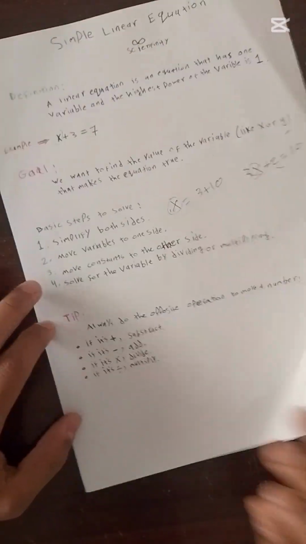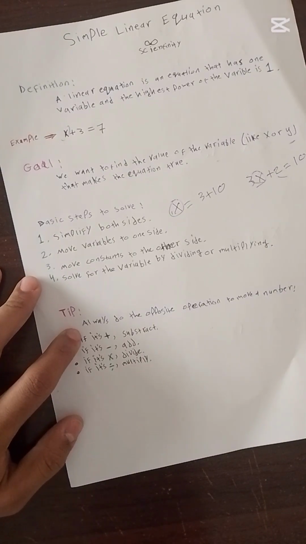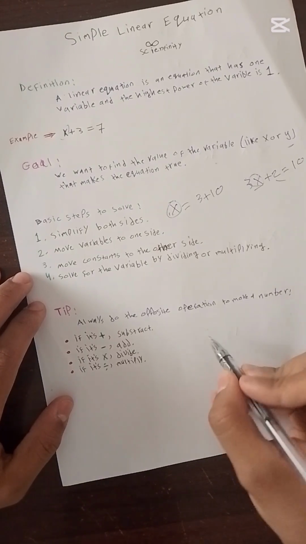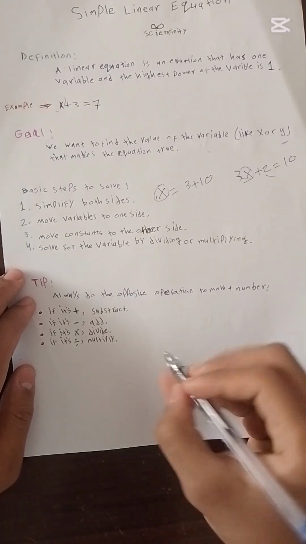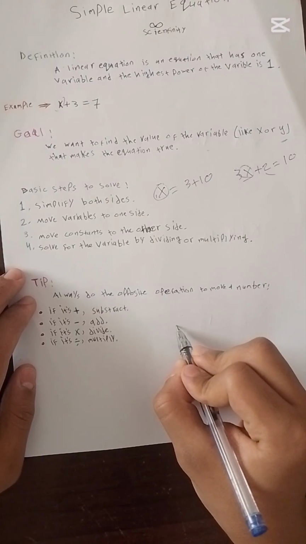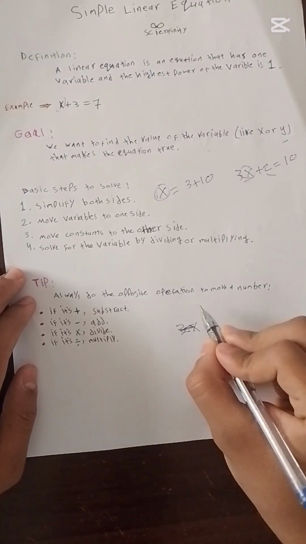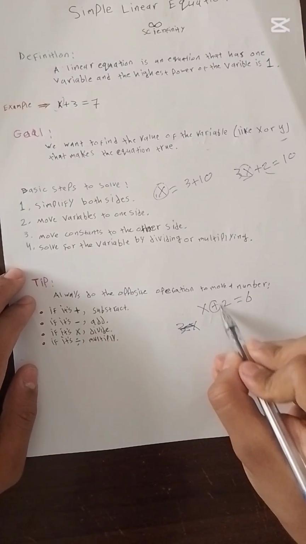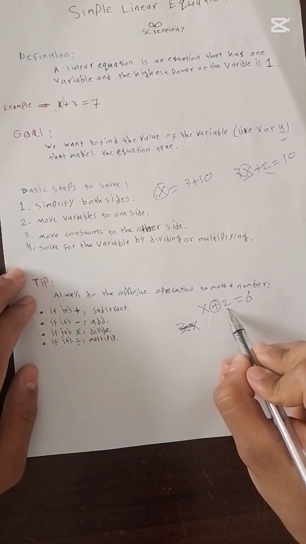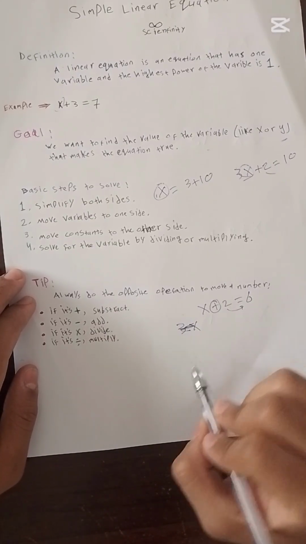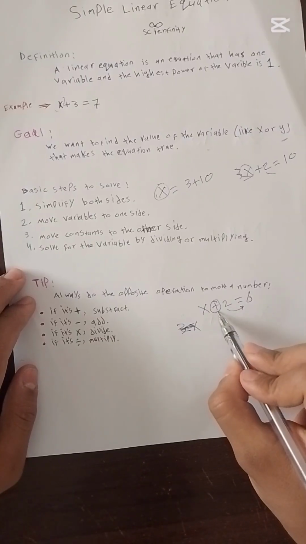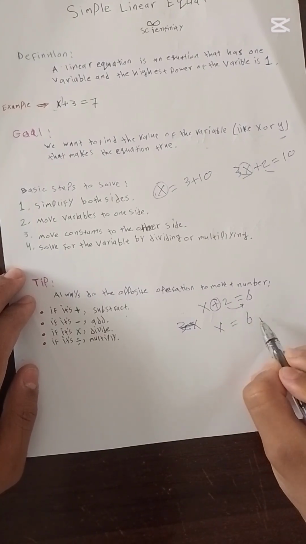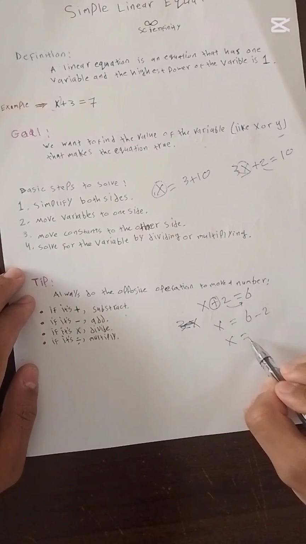So let's read the tip. The tip says: always do the opposite operation to move a number. For example, let's do x plus 2 equals 6. We have addition here, right? Move the constant to the other side with the opposite operation. What's the opposite operation of addition? Subtraction, right? So x equals 6 minus 2, so x equals 4.